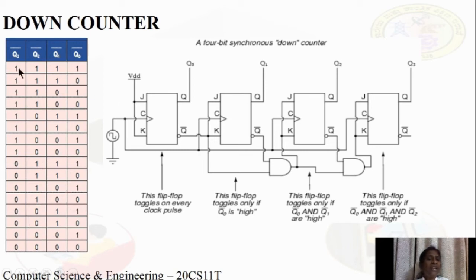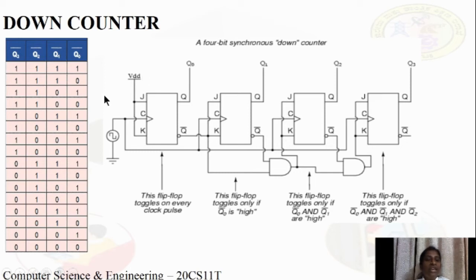Next, let us observe the Q3 pattern. Q3 status, when does it change? Whenever the Q0, Q1 and Q2 values are 0, 0, 0, what is happening? The 1 becomes 0. In the previous counter, that is the up counter, toggles happen based on the high input values.